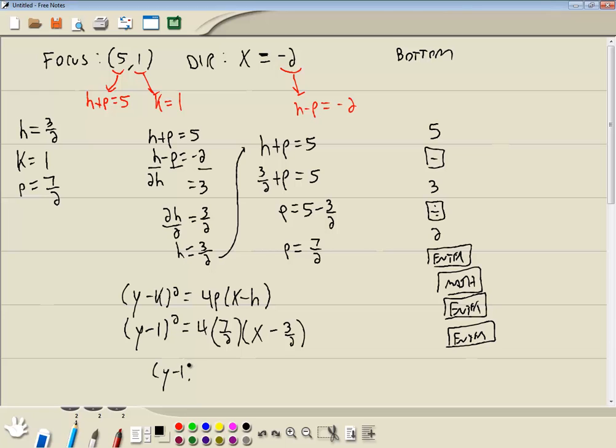You do a little bit of simplifying, not very much. 4 times 7 is 28, divided by 2 is 14. And everything else remains as is. So our answer is y minus 1 squared is equal to 14 times x minus 3/2.